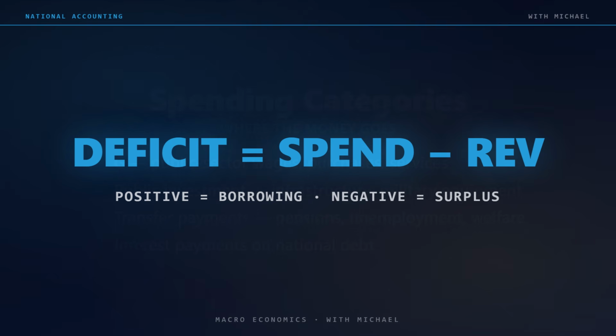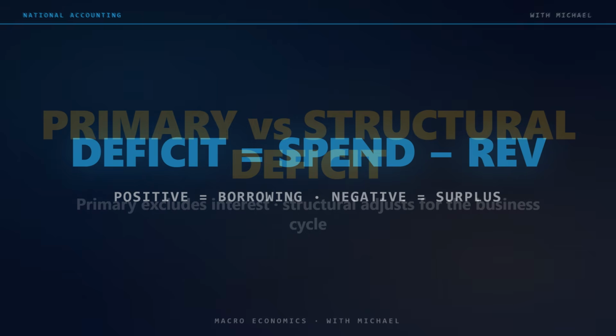The difference between total spending and total revenue is the budget deficit, if positive, or surplus, if negative. Deficit equals spending minus revenue. A persistent deficit accumulates into national debt.